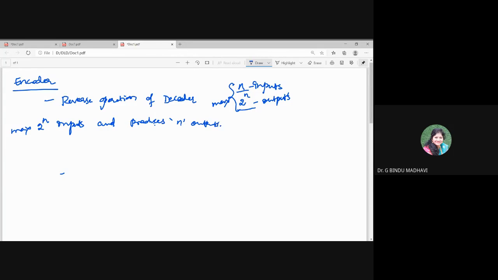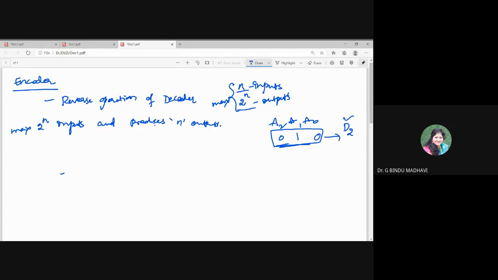So an encoder is a digital circuit that performs the inverse operation of a decoder. It has 2 power n input lines and n output lines. The output lines generate the binary code corresponding to the input value. In the decoder we gave A2, A1, A0 as the binary inputs, and corresponding to this value, any one of the output variables is active.